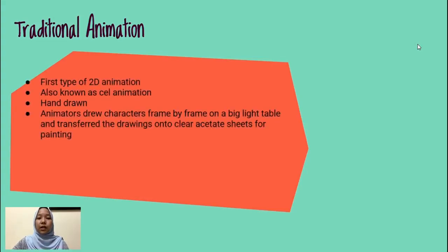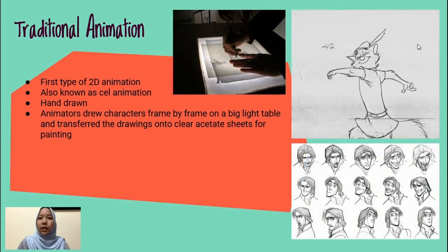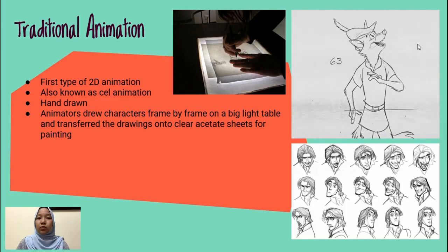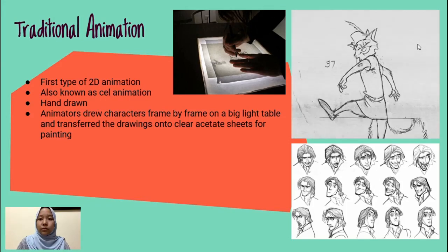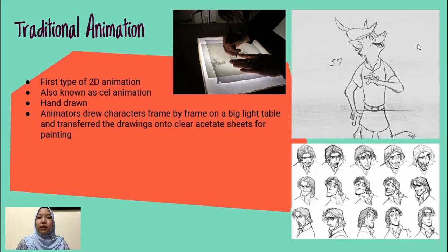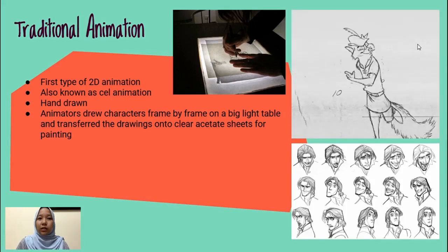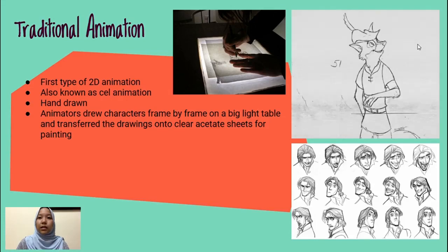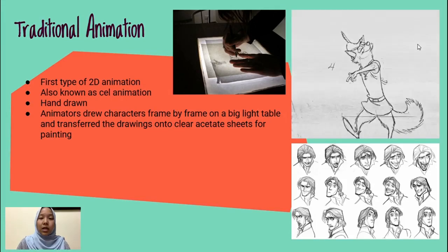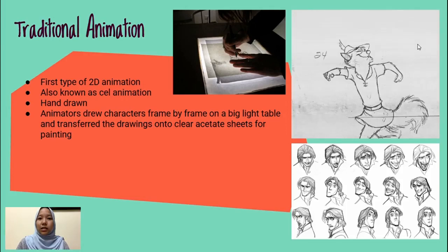It is the first and old version of 2D animation, which is also known as cell animation. It is hand-drawn, whereby the animators will draw their characters frame by frame on a big light table to create animation sequence, which results in illusion of movement. The light coming from the drafting table allows the animator to see their previous drawings through the paper to get a better look of their animation. This technique is called onion skinning.